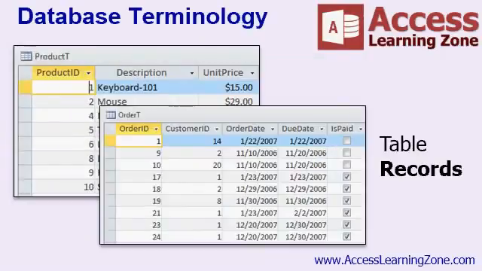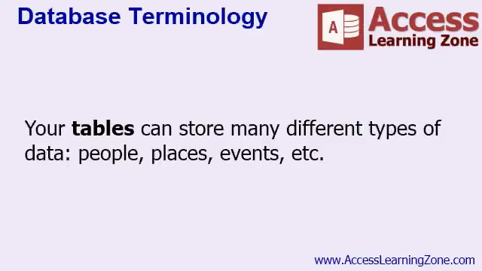You might not always be storing customers. In a product table, for example, each record would represent one product. In an order table, each record would represent one order. In a timesheet table, each record might represent one instance of an employee clocking in or out. So your tables can store many different types of data: people, places, events, and so on.